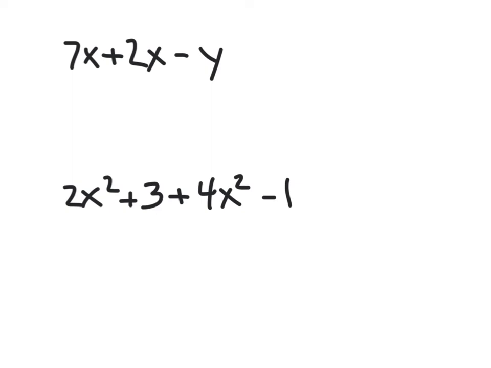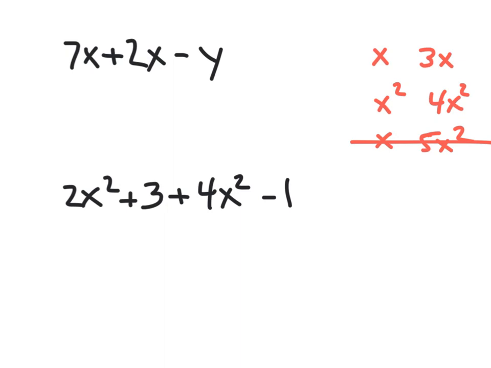One last thing I want to discuss is combining like terms. Two quick examples. I'm just going to remind you that like terms are any terms that have the same variable part. So if there's more than one x in an expression, they can be combined. If there's more than one x squared term, again, they can be combined. But an x and an x squared would not be like terms.